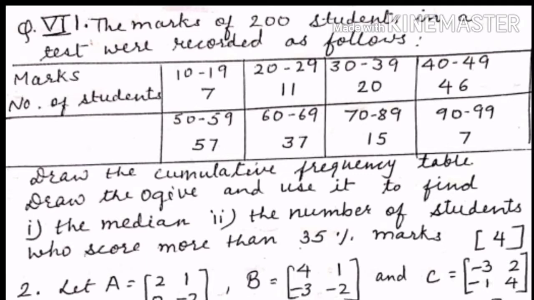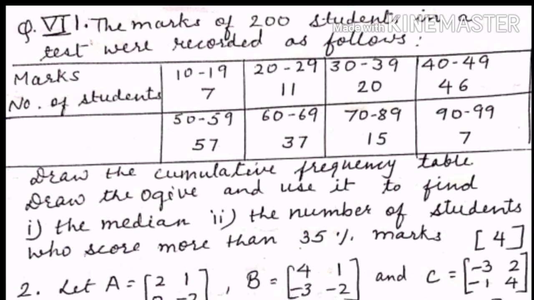Now next question, question number 6. The marks of 200 students in a test were recorded as follows. Means here in the table you are given marks and number of students. Marks are given 10 to 19, 20 to 29. Means you have to understand which type of frequency distribution it is, whether it is inclusive or exclusive. And then you have to draw the cumulative frequency table. Means you have to draw a table in which you have to correct these boundaries first.